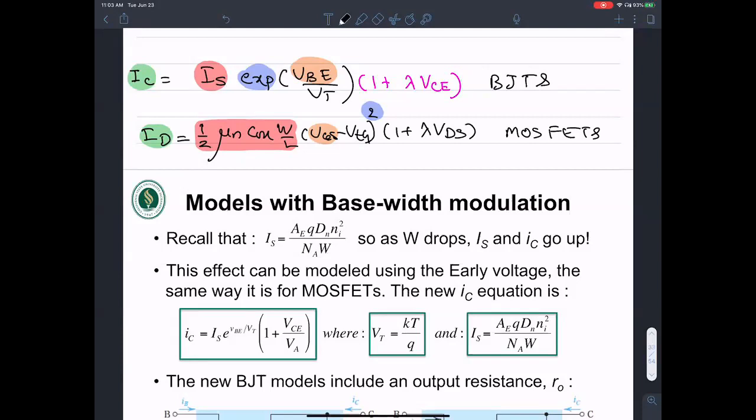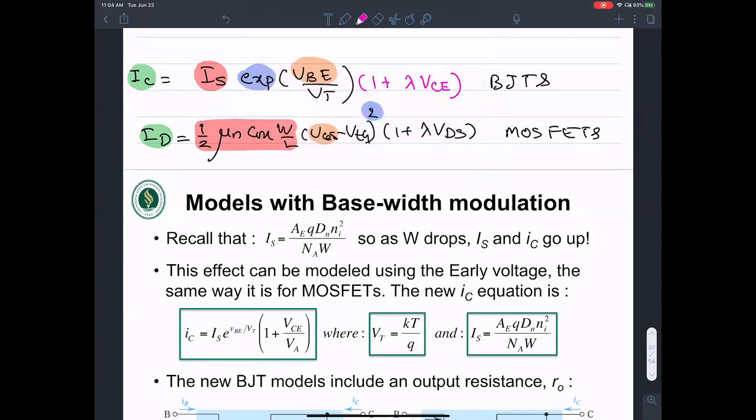And as it turns out, you can play around with the value of W over L in MOSFETs, but you can't do that with BJTs. To the most part, we cannot play around with the aspect ratio of BJTs as much as you can with MOSFETs. As a matter of fact, for MOSFETs, one of the design parameters is the aspect ratio.